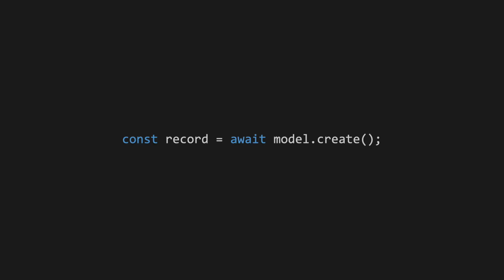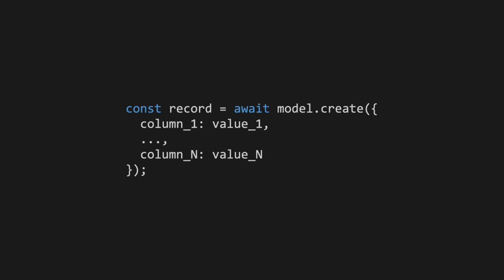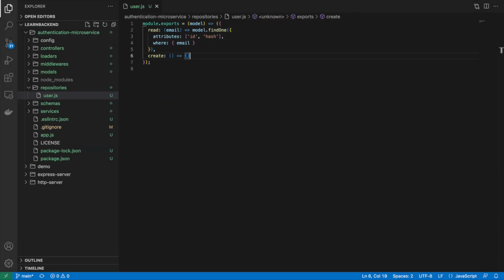Inserting a record into a database table can be achieved using the asynchronous create method of the corresponding model. This method takes an object as argument containing the values of the record we want to insert and returns the same record in the case of a successful write operation or throws an error otherwise. Based on that, let's update the implementation of the create handler so that it takes an email address and a password hash, insert them into the database, and returns the inserted records.